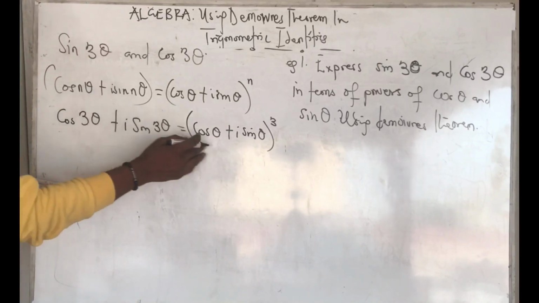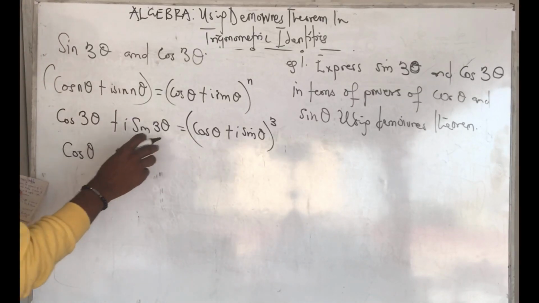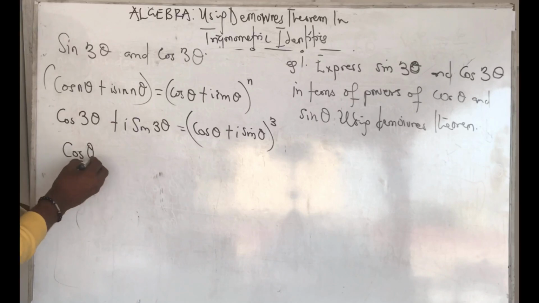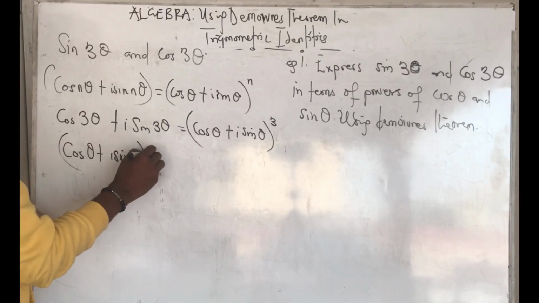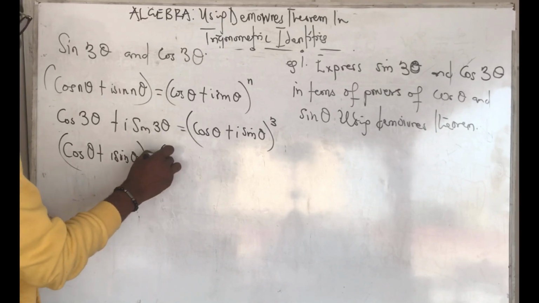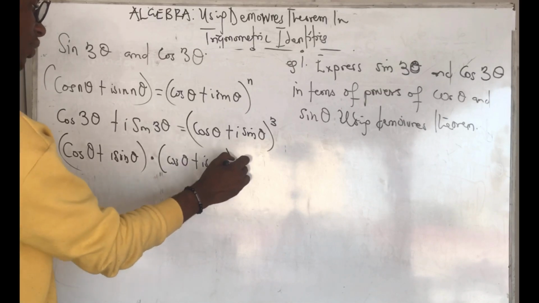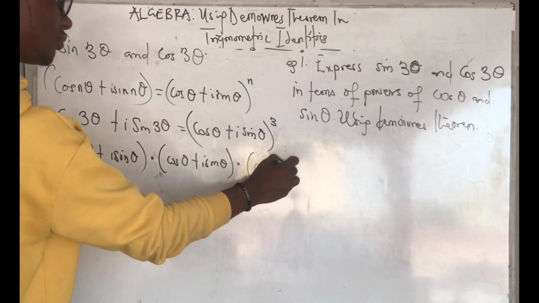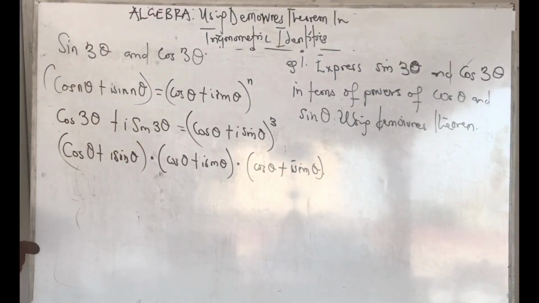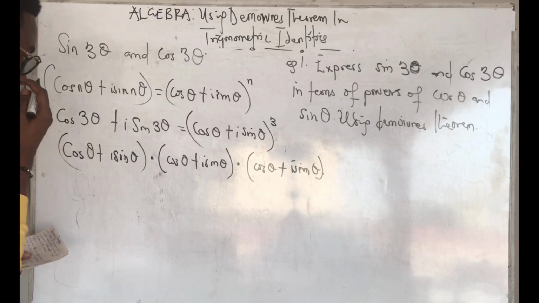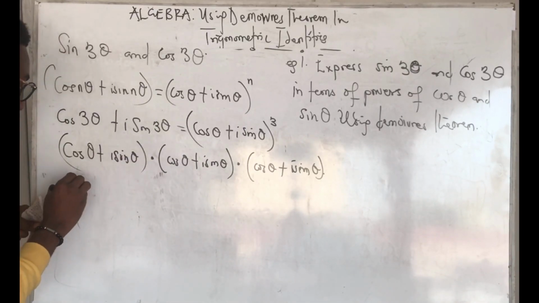Alright. So now we expand this. When you expand it, this is how you get it. Let me take my time and go through it for you. Multiplying cos theta plus i sin theta by another cos theta plus i sin theta. When you are done with the multiplication, this is what you will be getting.